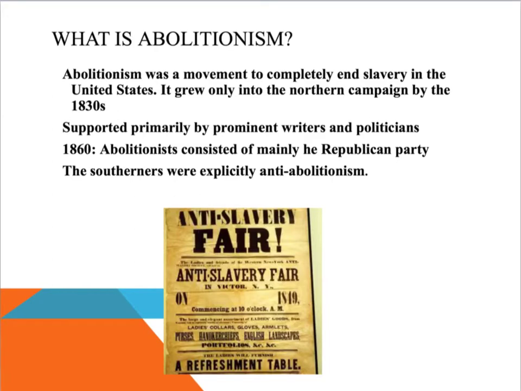So another important idea is abolitionism. Abolitionism was the movement to completely end slavery in the United States. It grew in the Northern campaign in the 1830s. It was supported primarily by prominent writers and politicians, and in 1860, abolitionists consisted of mainly the Republican Party. The Southerners were explicitly anti-abolitionism.